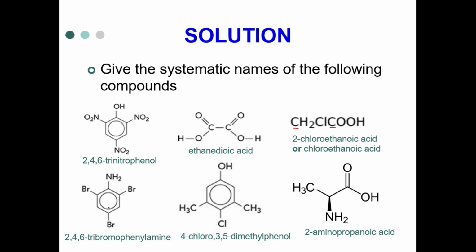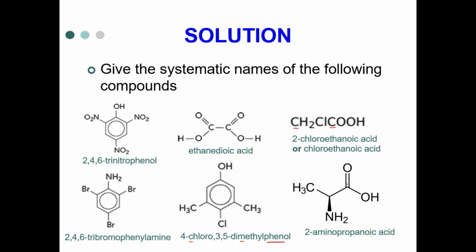Second row, on the left, we have 2,4,6 tribromophenylamine. The phenylamine has higher priority compared to all the halogens. So it's called 2,4,6 tribromophenylamine. This one in the middle has many functional groups. Alcohol has the highest priority, so you see the name ends with phenol. And the other 3 substituent groups are named based on the alphabetical order and the positions on the benzene.